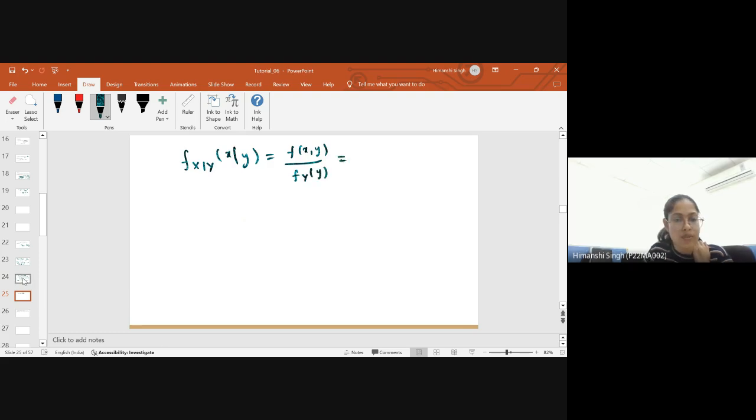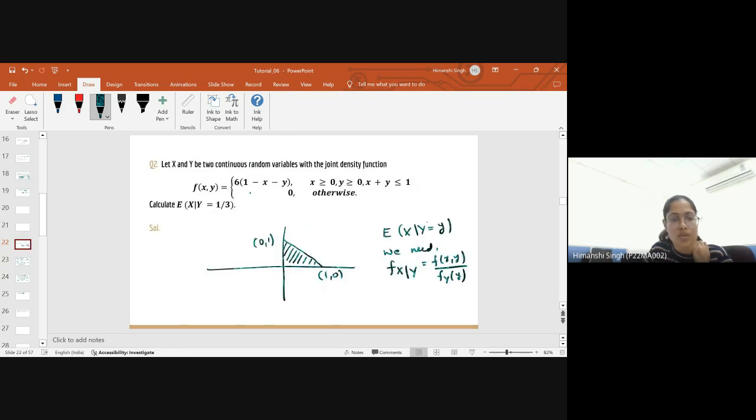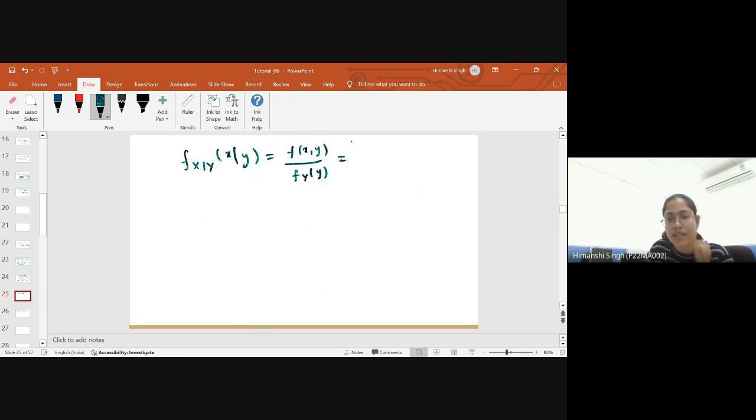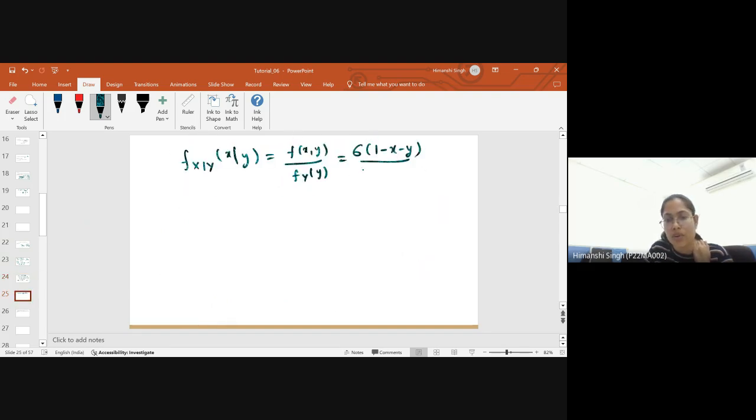So what is the joint density we have? The joint density is 6 into 1 minus x minus y. And the conditional we have found out to be 3 into 1 minus y whole square. So it is 2 into 1 minus x minus y divided by 1 minus y whole square. This is basically the conditional.